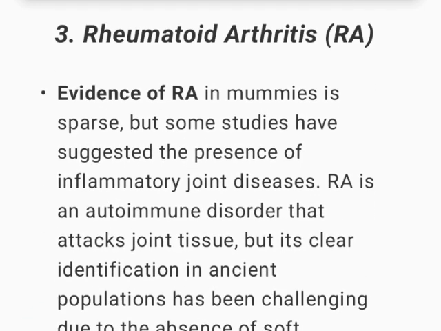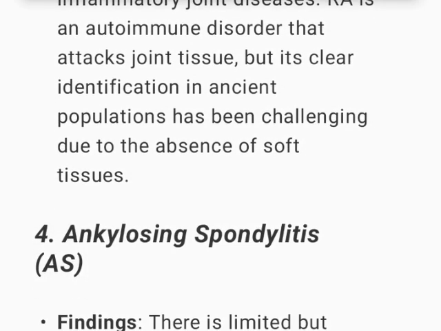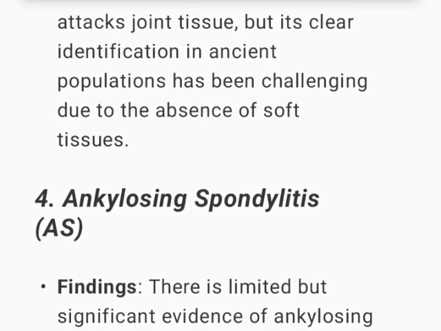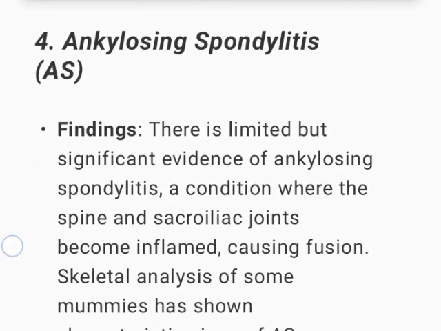3. Rheumatoid arthritis, RA. Evidence of RA in mummies is sparse, but some studies have suggested the presence of inflammatory joint diseases. RA is an autoimmune disorder that attacks joint tissue, but its clear identification in ancient populations has been challenging due to the absence of soft tissues.